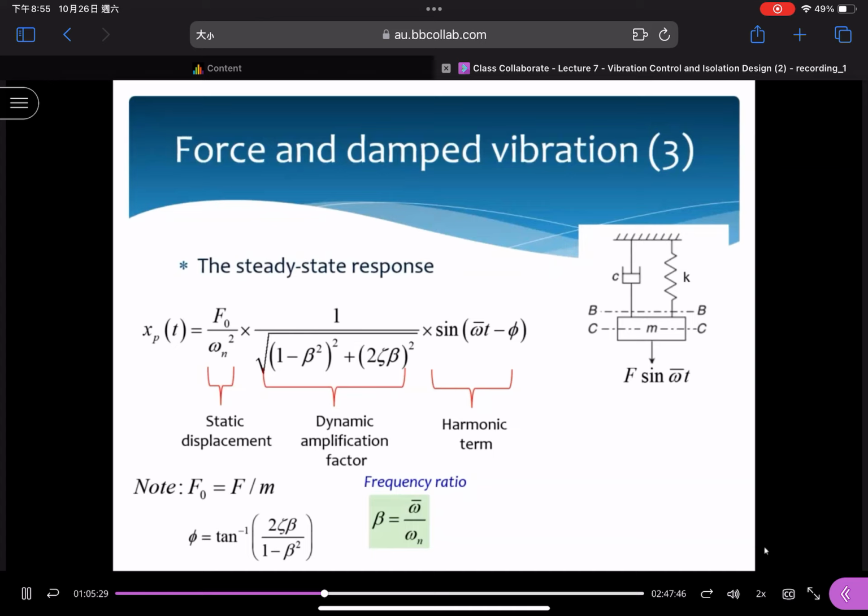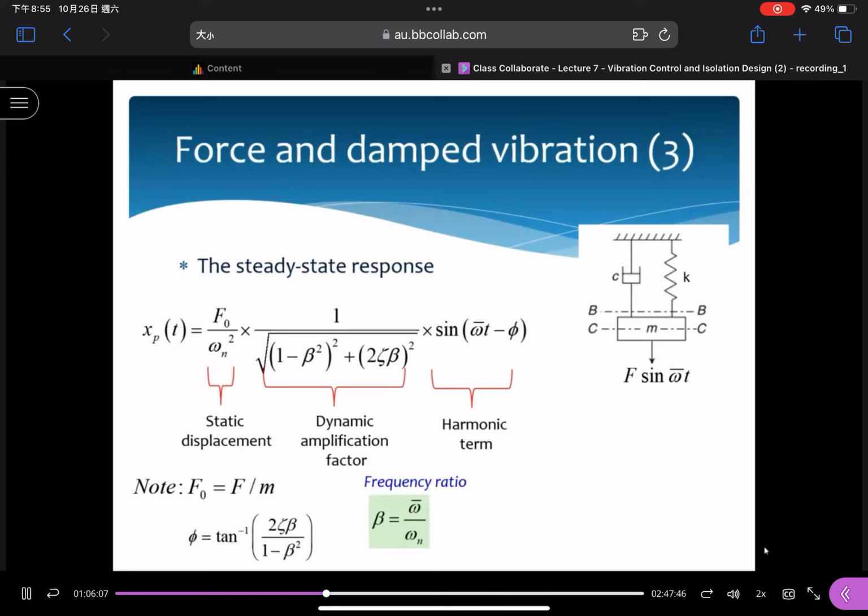And the third one is the harmonic term, because we apply a sinusoidal force to this system. The motion is like this, up and down. What is this one? Omega with a bar, the external frequency, and phi is given here. When you look at the equation for the phase angle, you can see that we still need to consider zeta and beta only. No other parameters. I cannot derive how we get these here.